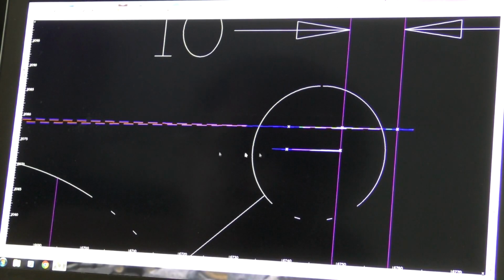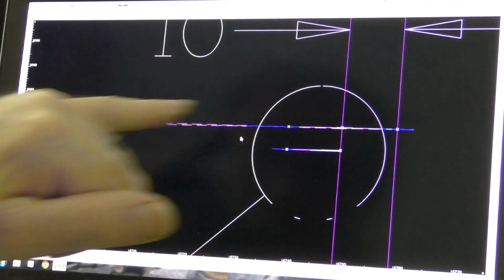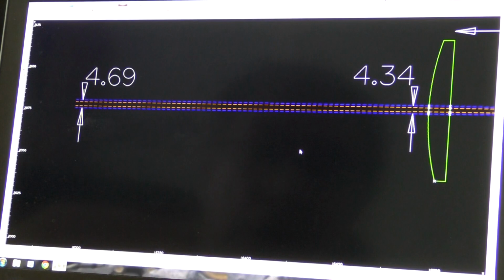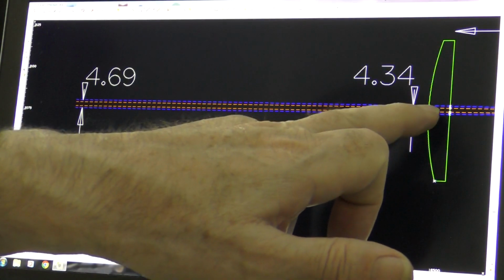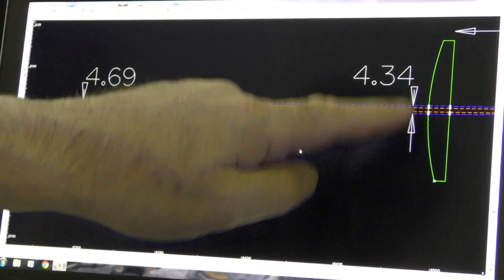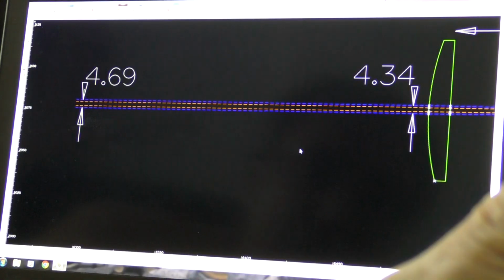But let's follow these beams back. And again, I've removed the incoming beam and we're only seeing the reflected beam as a dotted beam here. And if we take a look at that dotted beam as it passes through the lens and then carries on, 4.34, 4.69. It's going into a diverging condition. It appears to be relatively safe.